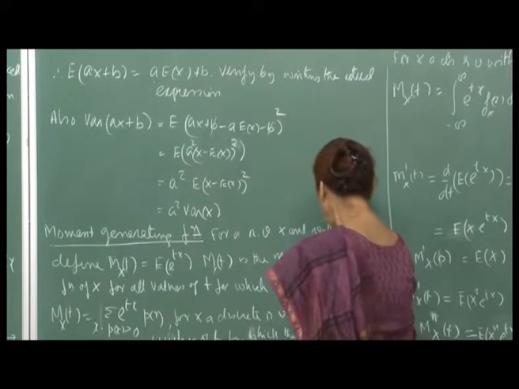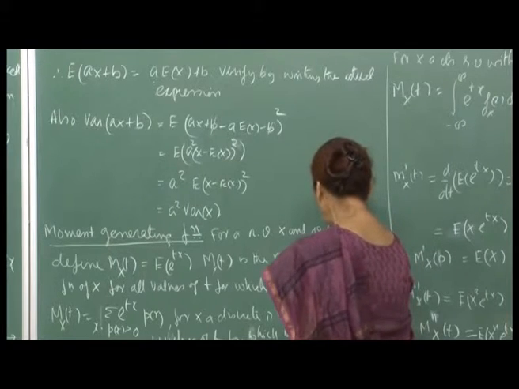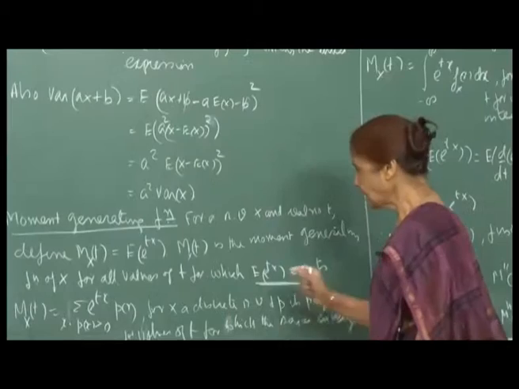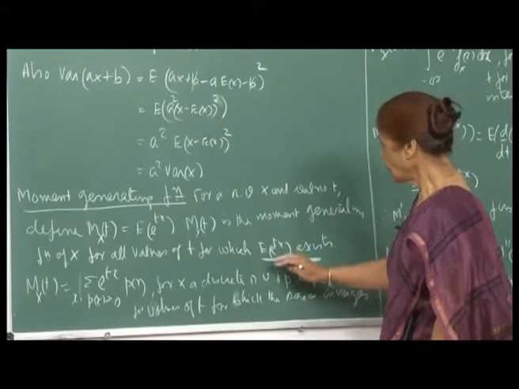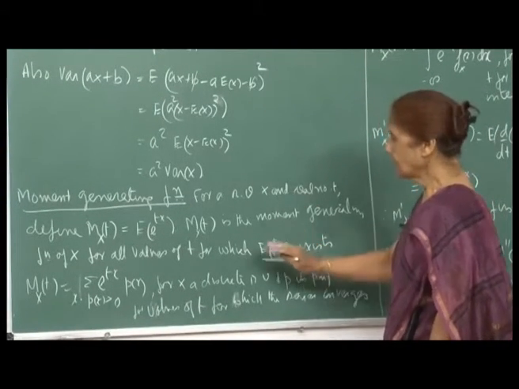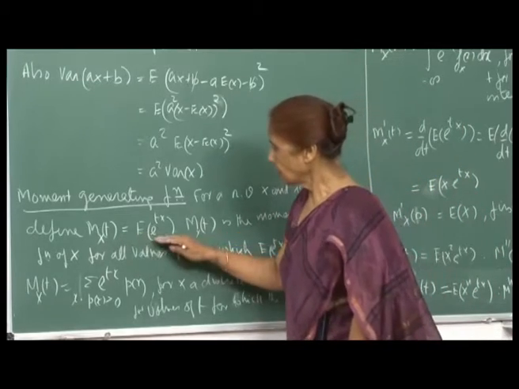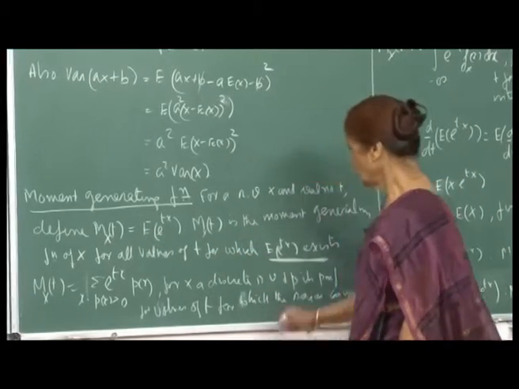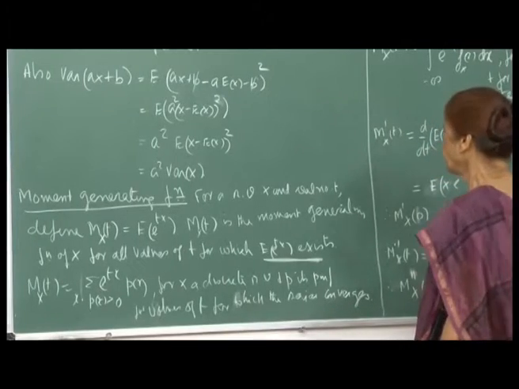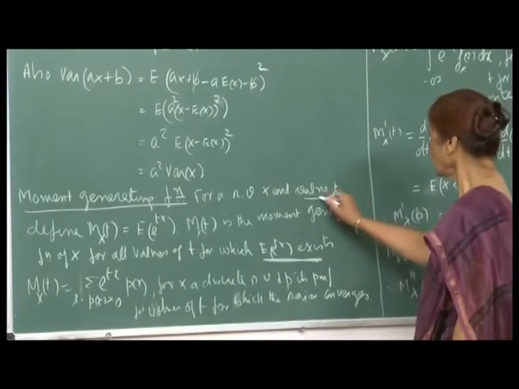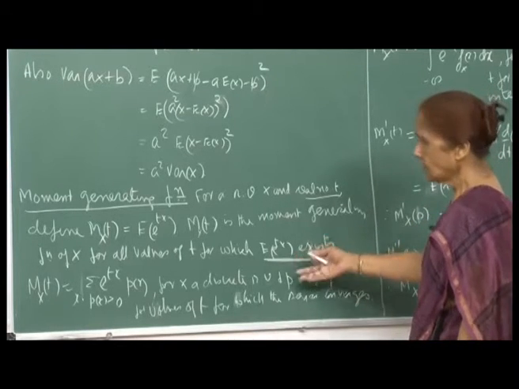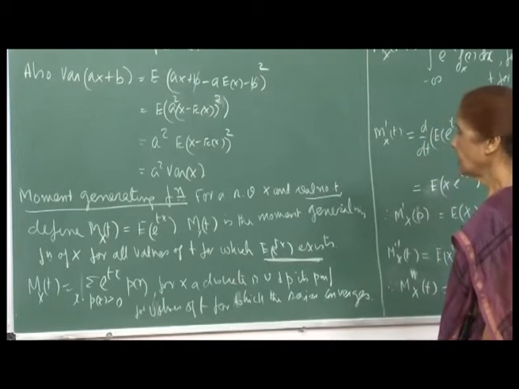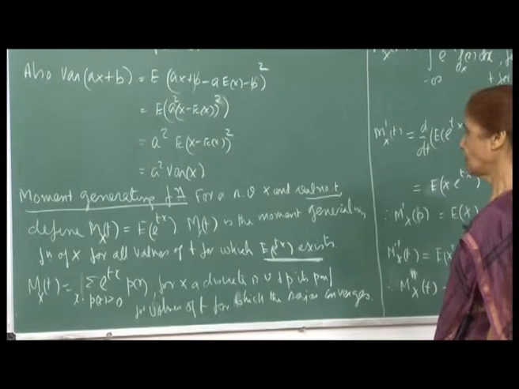Right. And so, some time ago I had shown you that this need not all the time exist. Whenever it exists, for all values of t for which this exists, we will say that this is the moment generating function of X. Okay. So, t is a real number. As t varies, sometimes for all values of t this may exist, but sometimes it may not exist for all values of t.